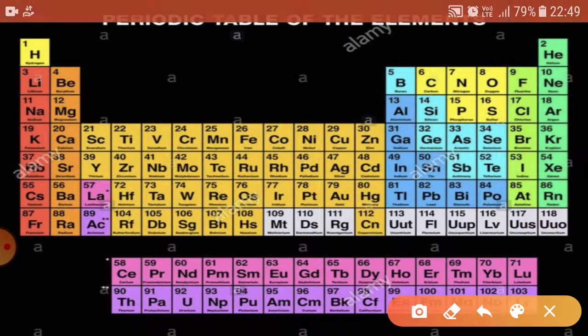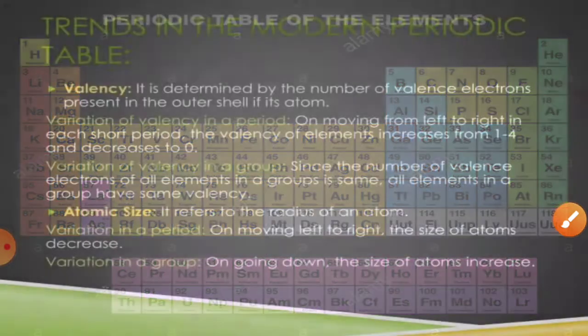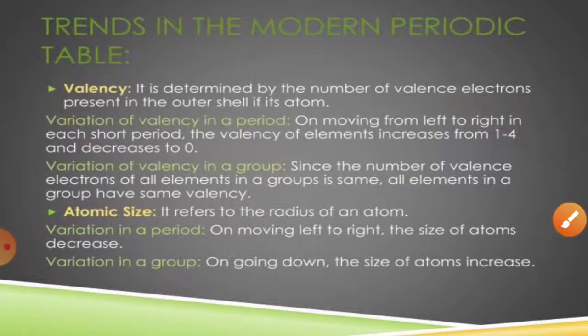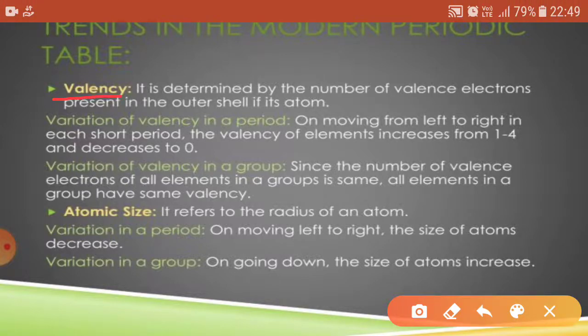Here, from group number 13 to group number 17, some important names are given to these groups. Group number 15 is known as the nitrogen family, group number 16 is known as the chalcogens, and group number 17 is known as the halogens. So basically we will study the trends in the modern periodic table. The first one is valency. It is determined by the number of valence electrons present in the outermost shell.